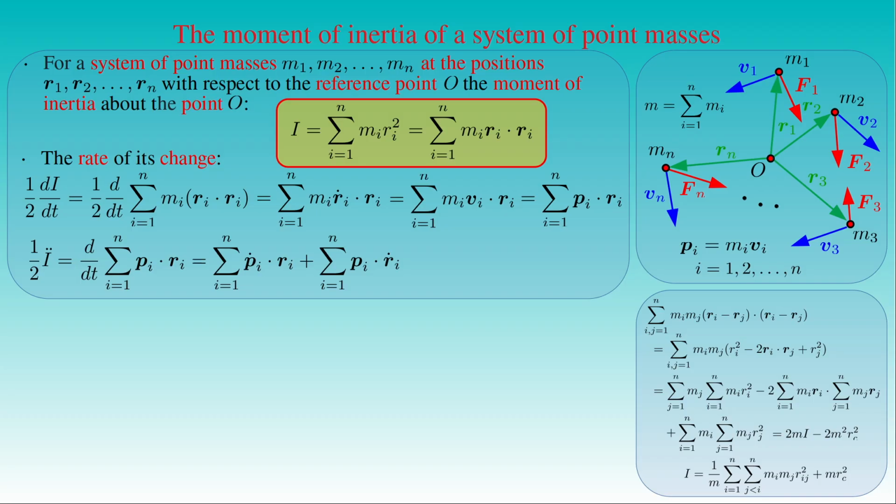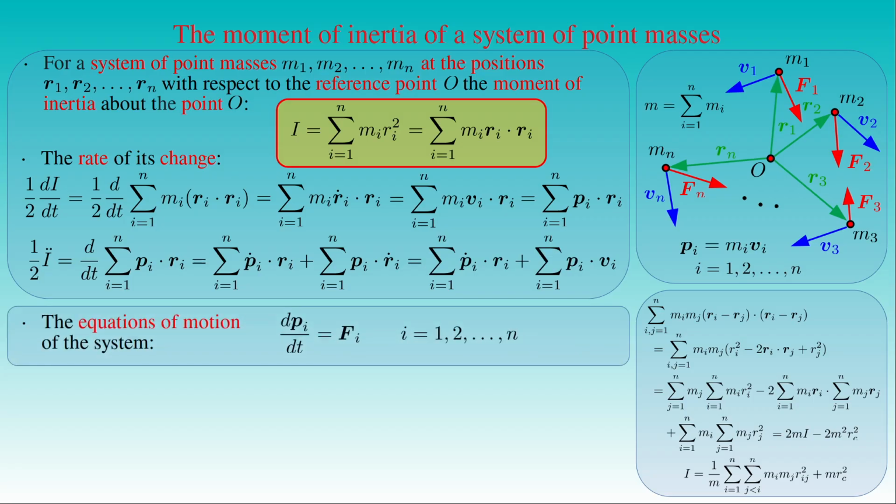The derivative of Ri in the second term can also be written as Vi. For the first term in the right-hand side we can apply the equations of motion of the system, stating that the time derivative of the momentum pi of the point mass mi is equal to the net force Fi acting on the point mass, where the index i is running from 1 to n.